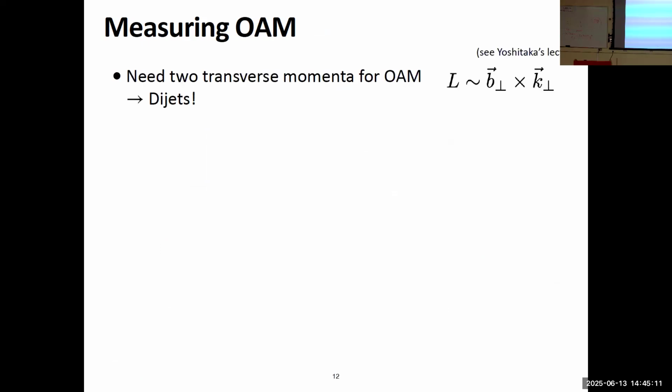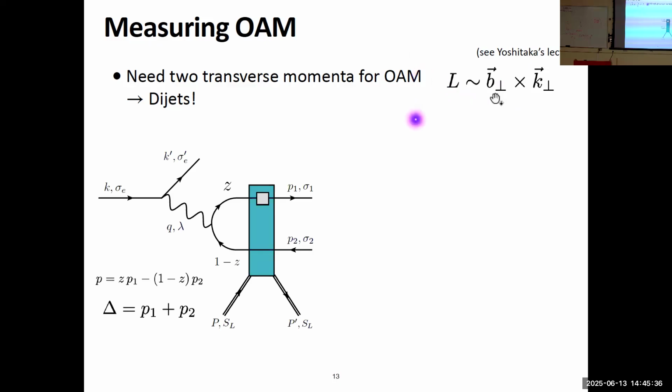So the next question is, of course, how do we measure these OAM distributions? Well, if you remember from Yoshitaka's talk, L roughly is b cross k. So it's some cross product of two transverse vectors. If you start thinking about what processes have two transverse vectors, maybe the easiest one you can think of is dijets. You have two jets, two transverse momenta, and therefore we could potentially probe the OAM distributions. Just to remind you, this is what a dijet process looks like at small x in electron-proton collisions. So you have the electron, you have the photon, you have the proton, and then you also have the two jets.